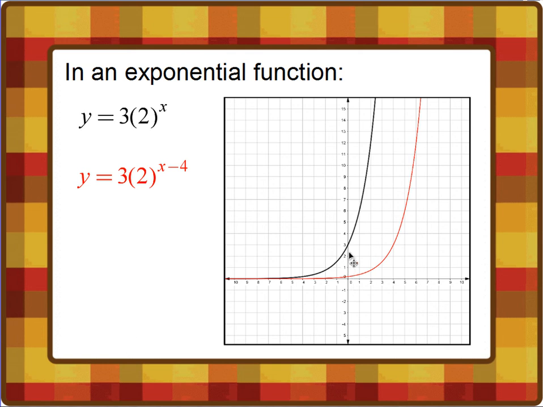And if I look at some of the points on my parent function versus the new graph, notice that it hasn't been shifted up or down at all, and we can tell that mostly from the asymptote itself. But we have shifted to the right 4 units. The old point (0, 3) is now at (4, 3). The old point (1, 6) is now at (5, 6), and so on.